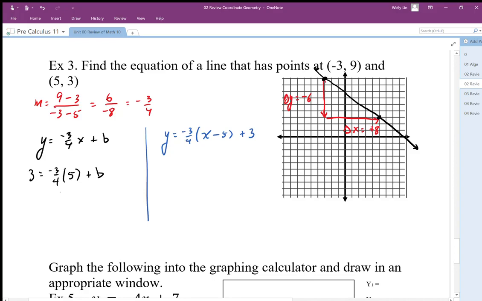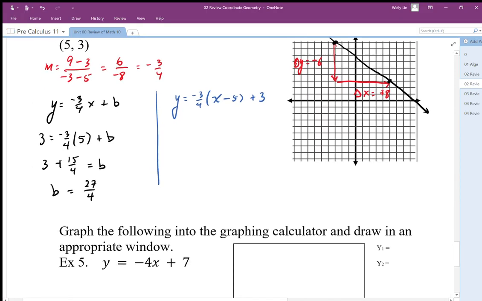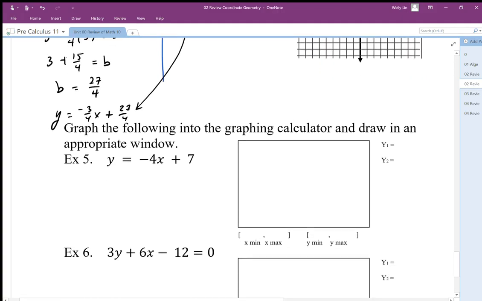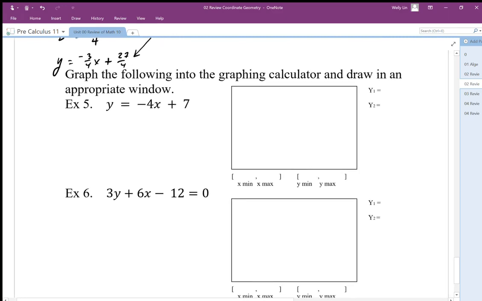So here my unknown b value works out to be 3 plus 15/4 is equal to my b value. Writing this as an improper fraction, I'm going to get 27/4. So this equation, and y equals -3/4x plus 27/4, these equations are exactly the same. The blue one is certainly much easier. For these ones here, put them in Desmos and graph these and sketch the graphs of these.